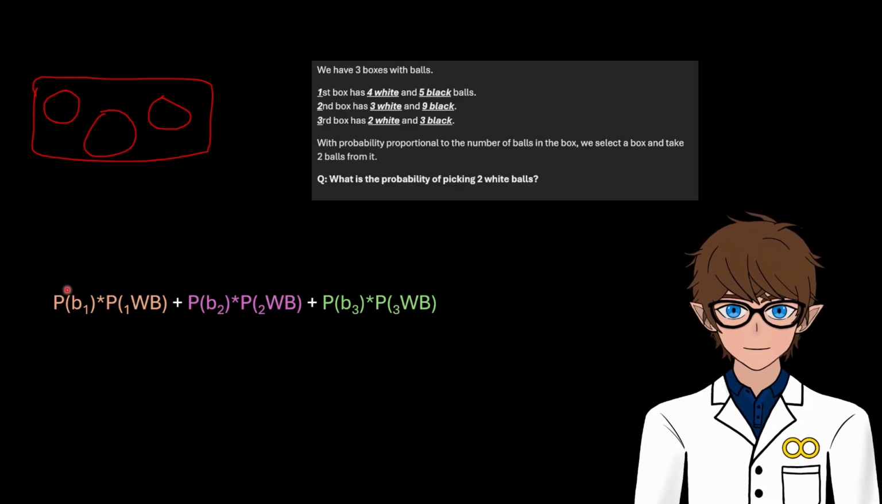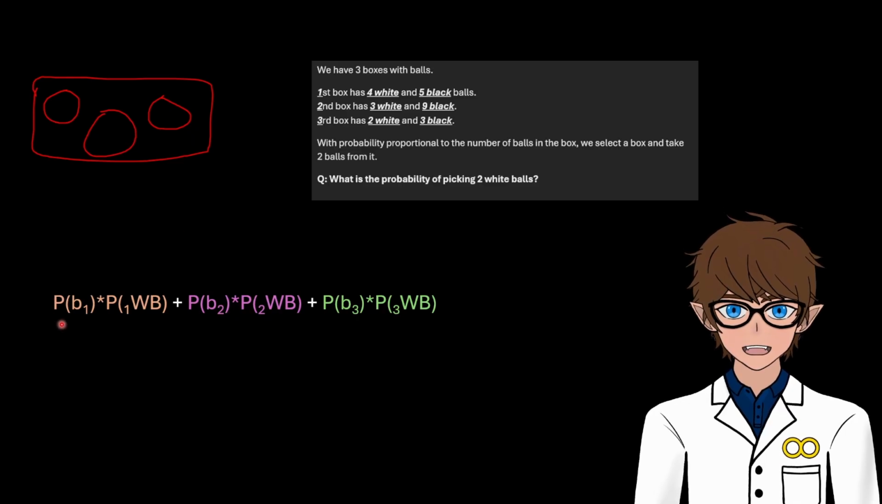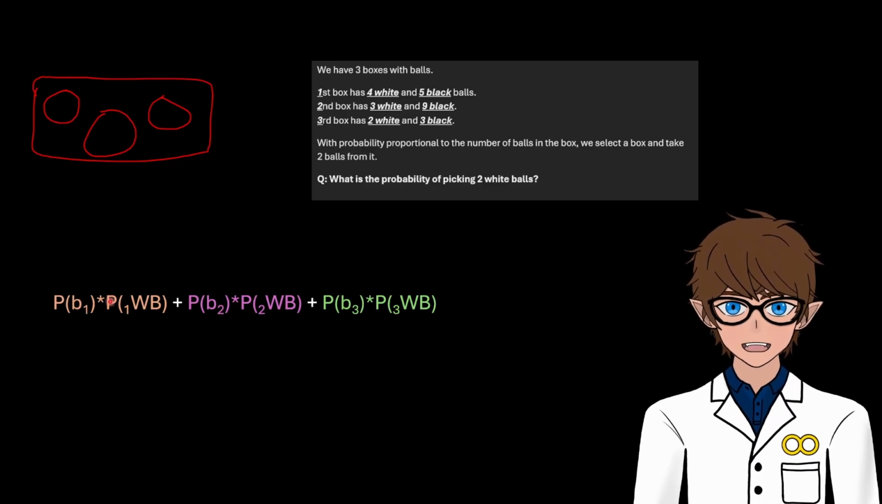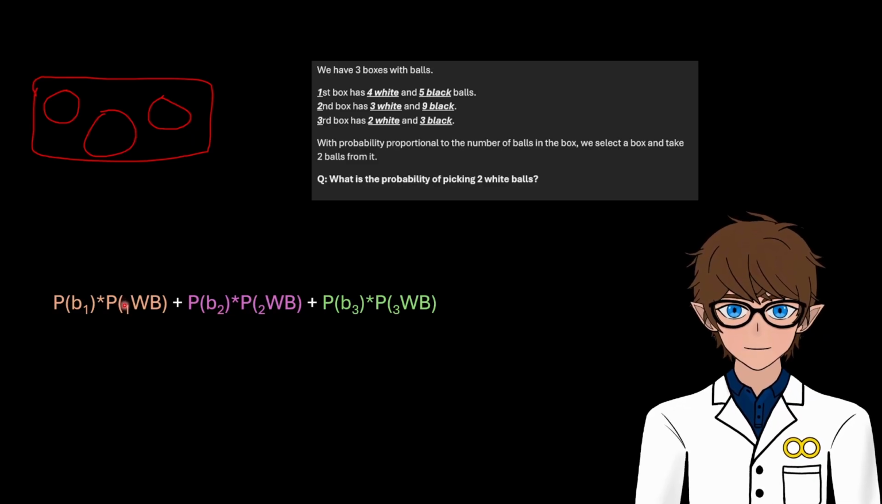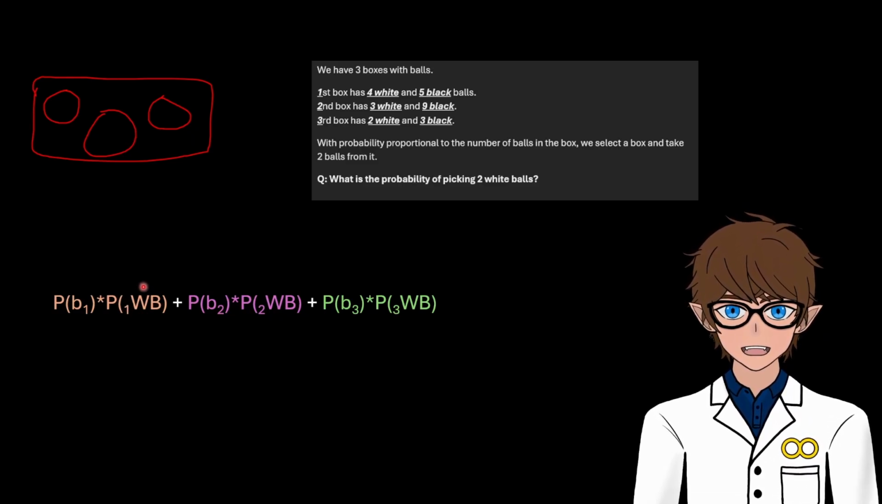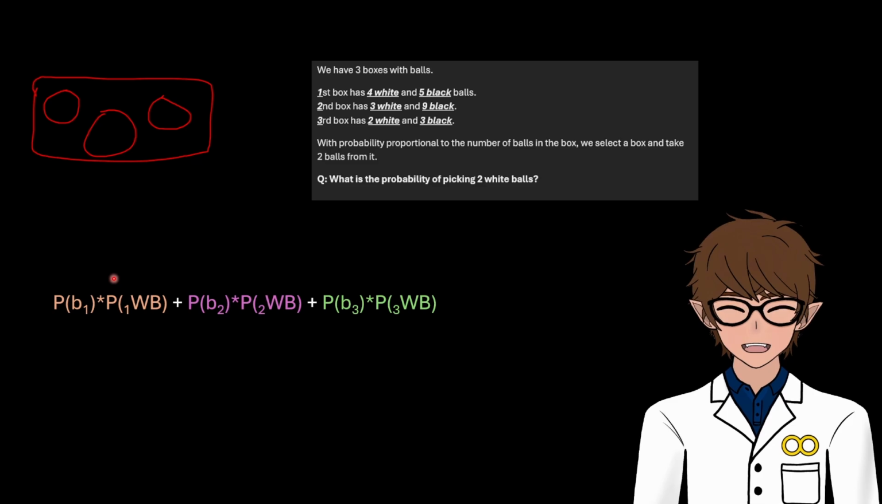So these 3 will add up to 1. And they're not equal, that's why I noted them down separately. The second factor is weirdly labeled of NVWB. It basically means the probability of picking 2 white balls in the nth box. So after I broke this down, it's a very simple part.